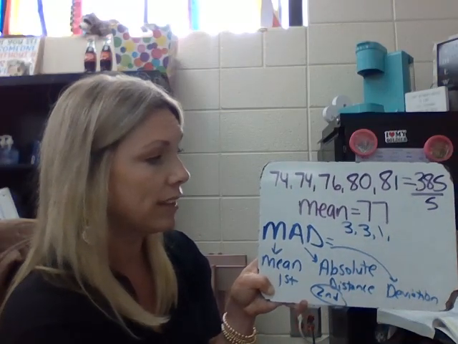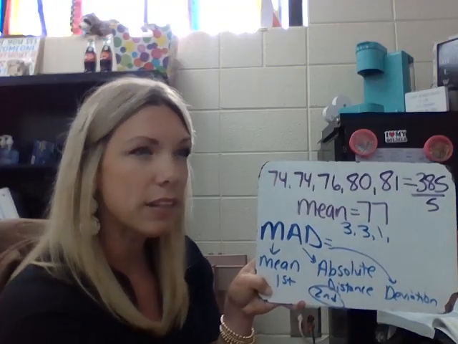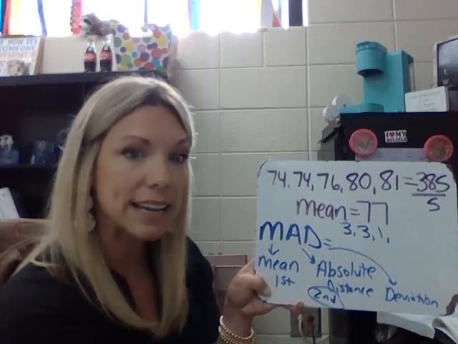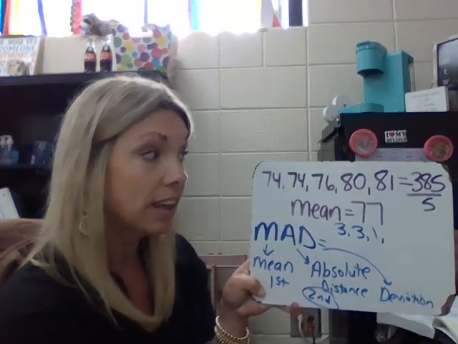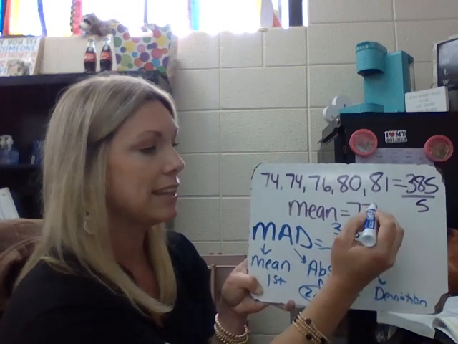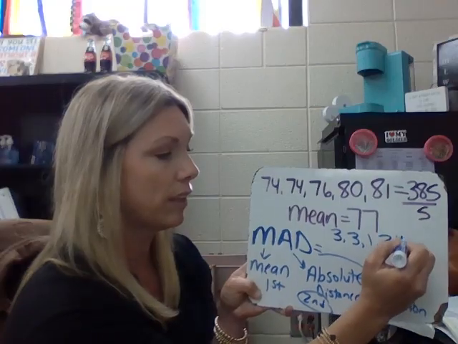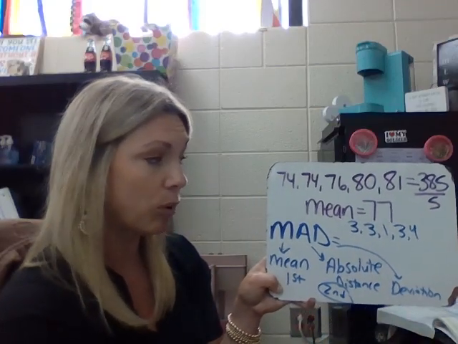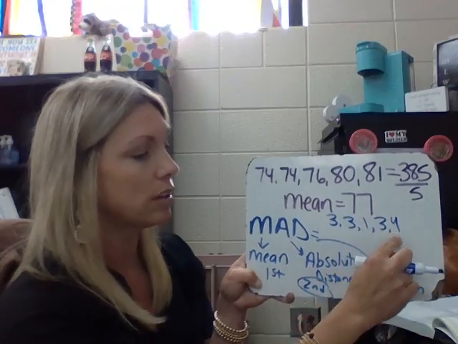You write that down. The distance in between 77 and 80, even though you might think 77 minus 80 gives me a negative, there's never a negative when you're talking about distance. They're just 3 units apart. So that's another 3. And then 77 to 81, those are 4 units apart. Now we've done the second step. We found our distances. So we have a 3, a 3, a 1, a 3, and a 4.